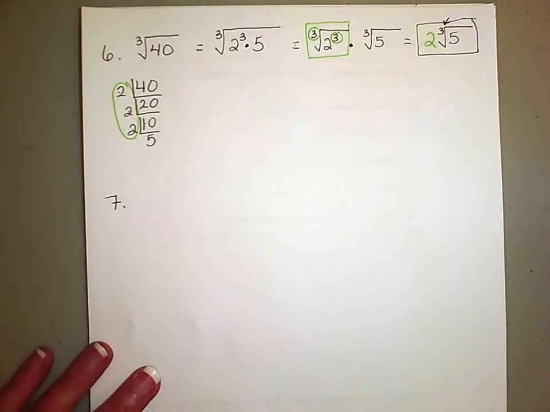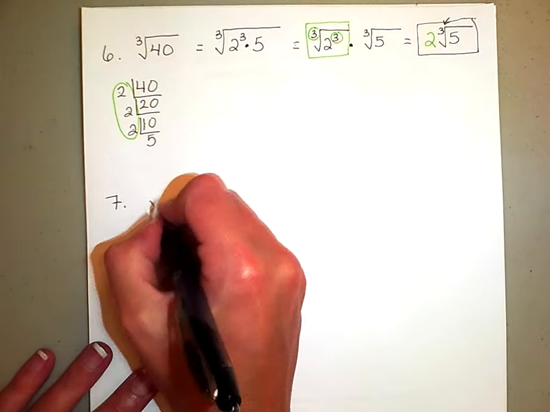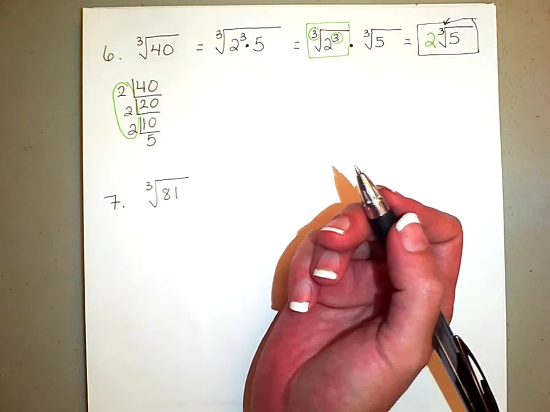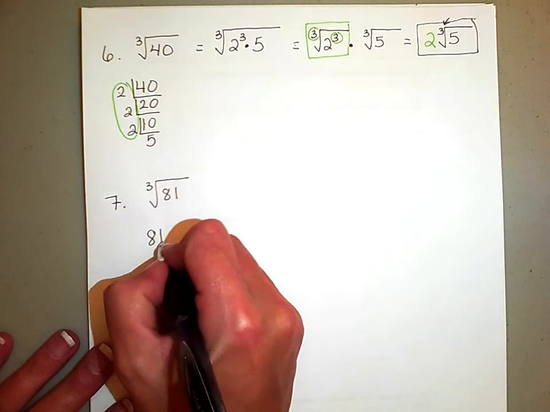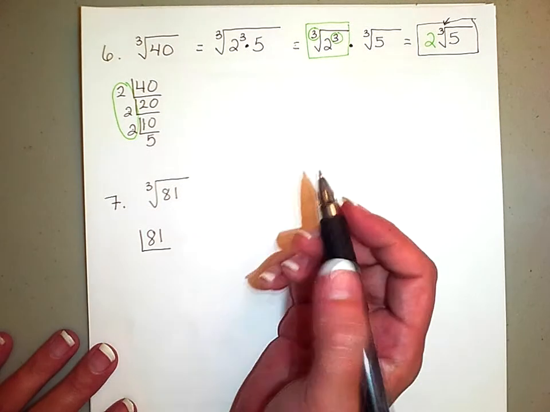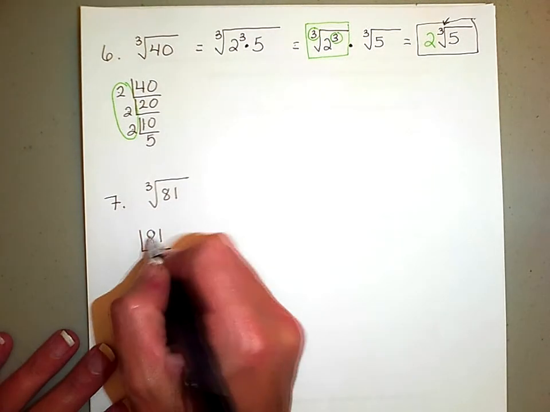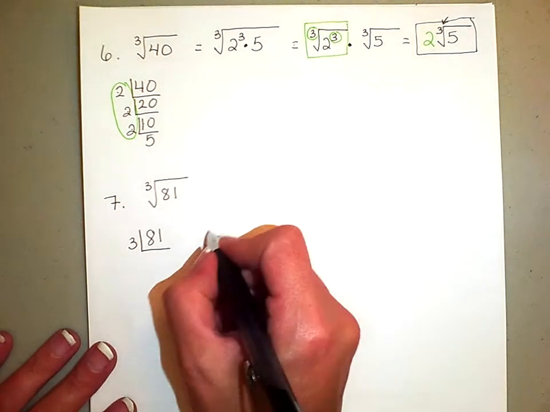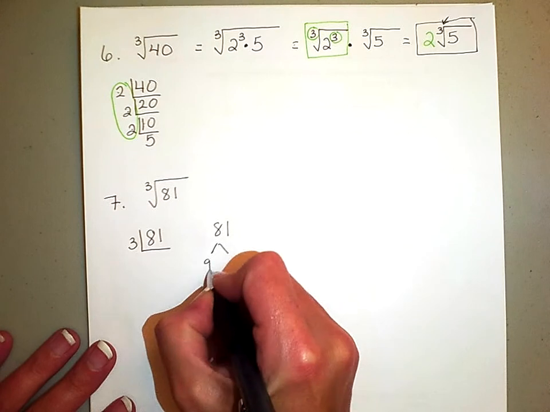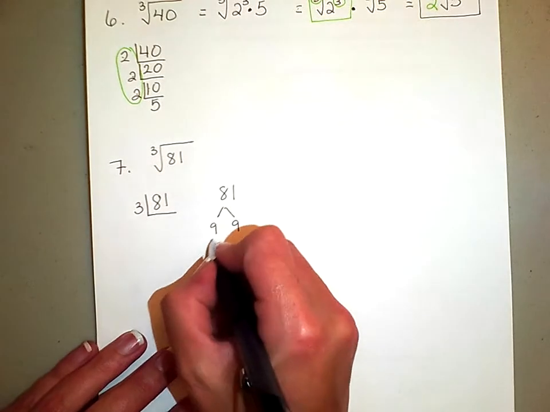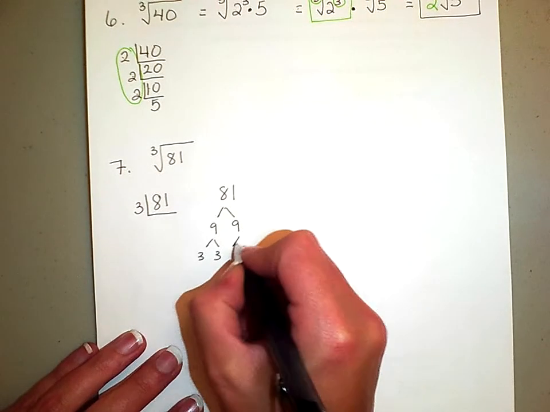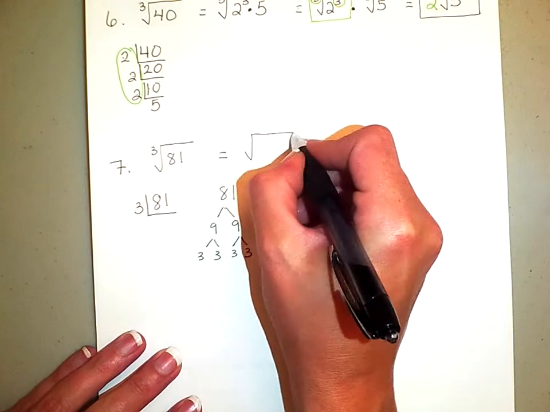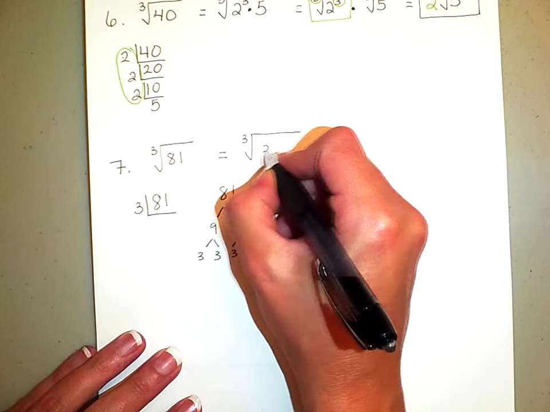Number 7. Here we have the cube root of 81. Again, same process. Let's find the prime factorization. We know that 3 goes into 81. Might be easier to look at it this way. We know 81 is 9 times 9, and that 9 is 3 times 3. So that means we could write this as the cube root of 3 to the 4th.